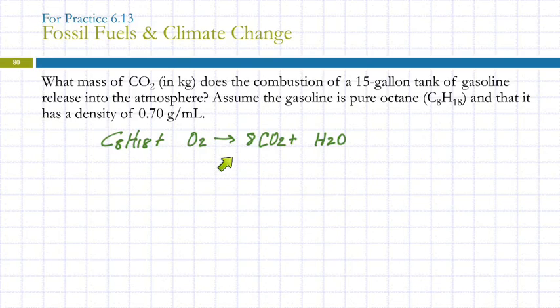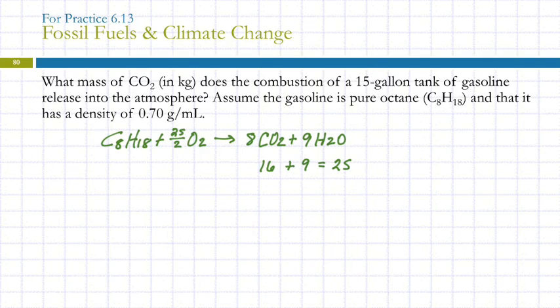18 hydrogens. 2 hydrogens. If I multiply by 9, I'll get 18. And then we have to fix up the oxygens. So we've got O2 all by itself over here. We need to find out how many oxygens are over here. So we've got 2 times 8 is 16, plus 9. So that's 25 on the right side and only 2 on the left. What do we multiply 2 by to get 25? 25 halves, or 12 and a half.